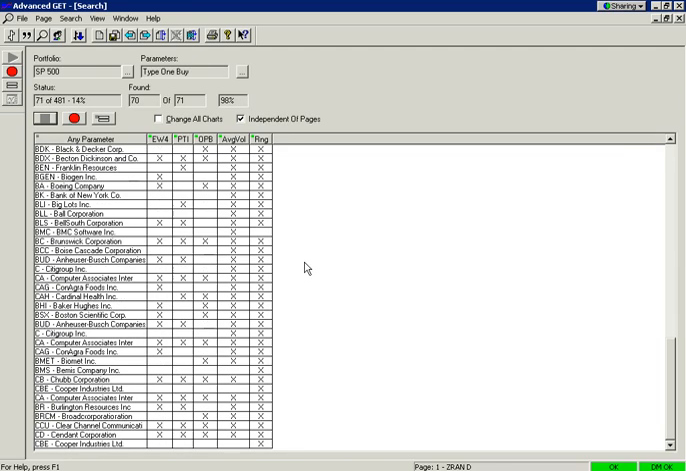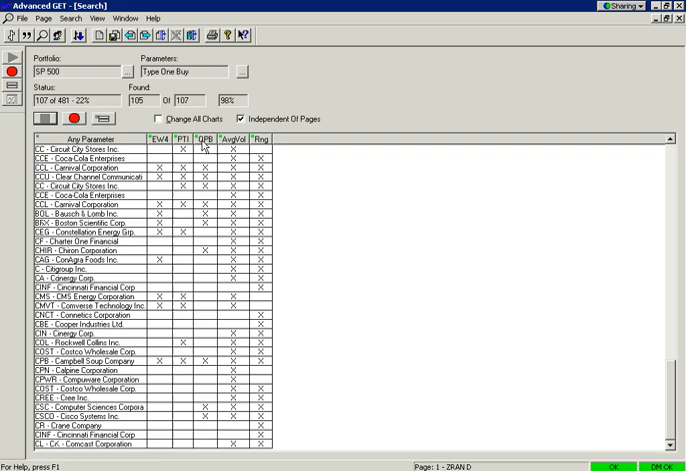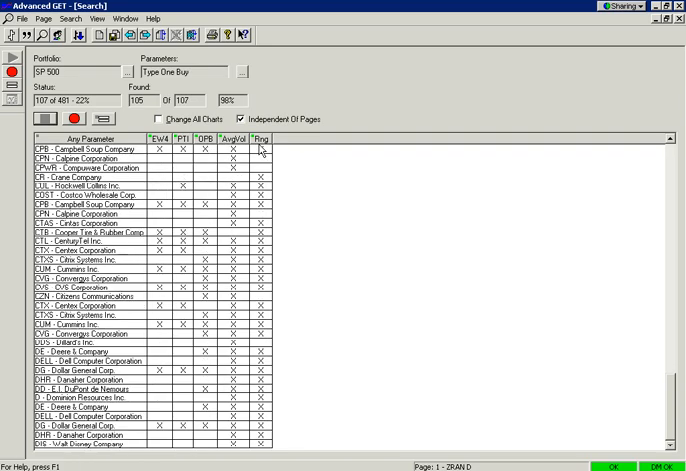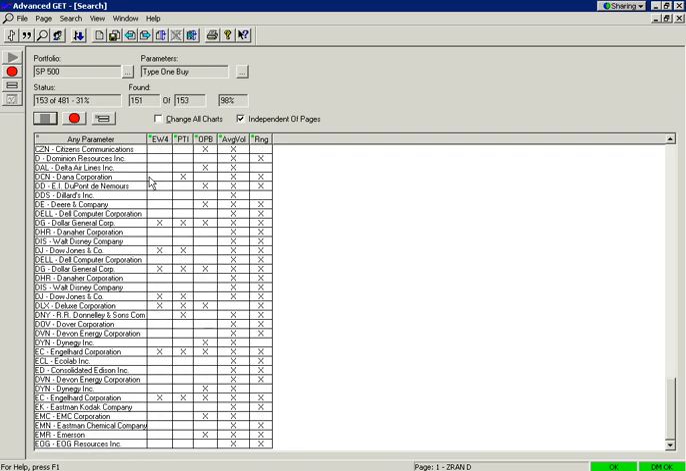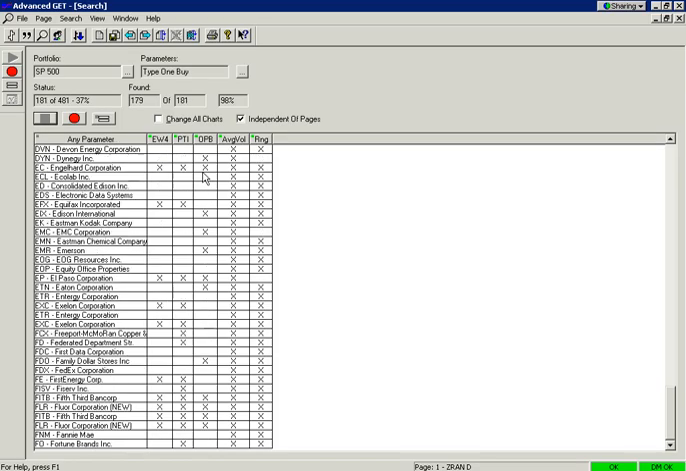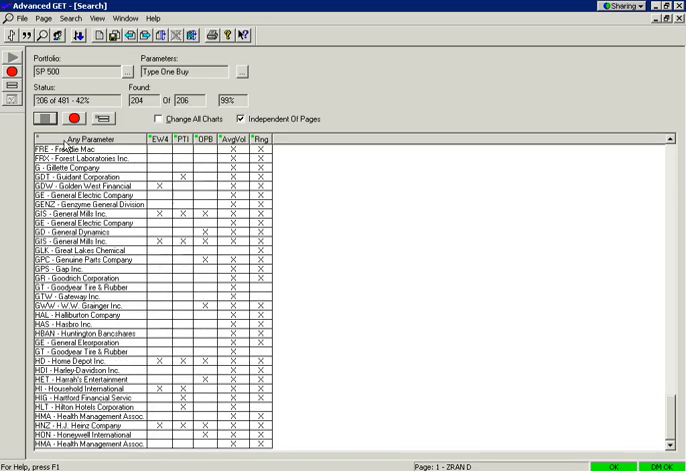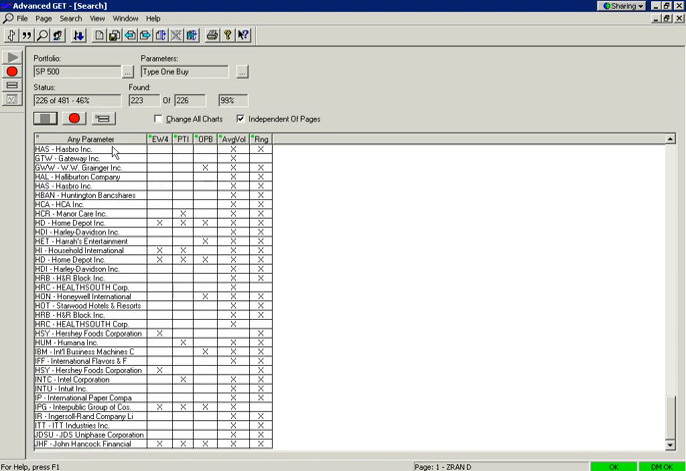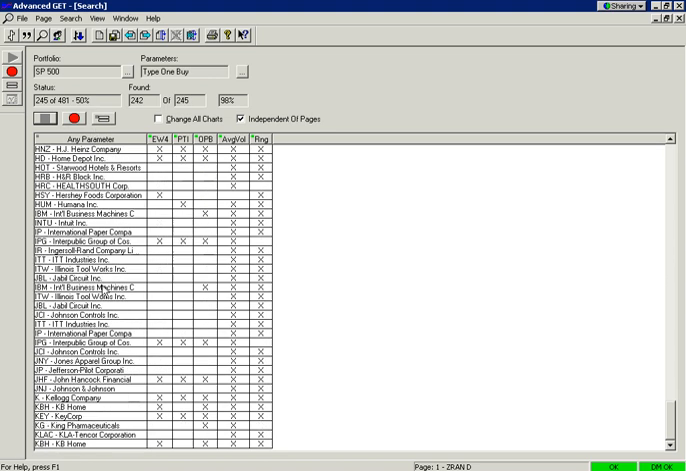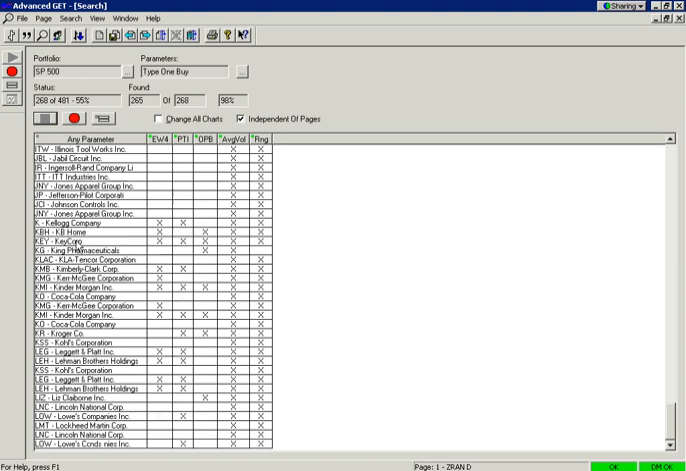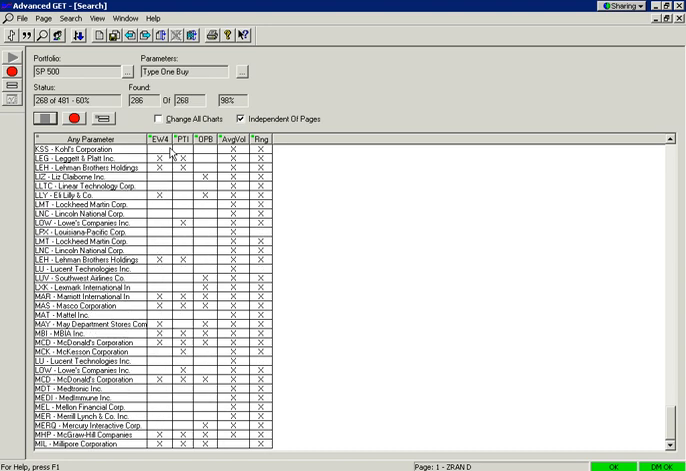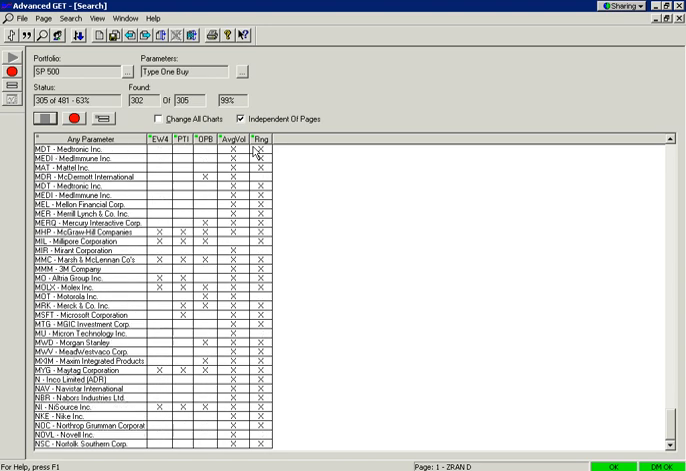Something that you may notice about the results right off is that it gives us a column for each one of the criteria that we've laid out in the search. And not all of these results meet every one of these criteria. It's because at the top of the list of results it says any parameter. So it's giving us a result listing for any symbol that meets any one of these criteria.